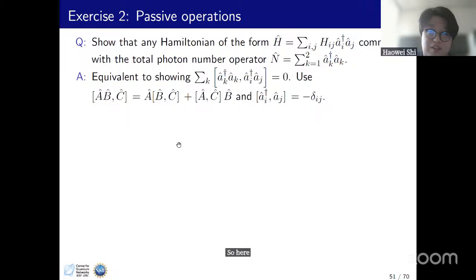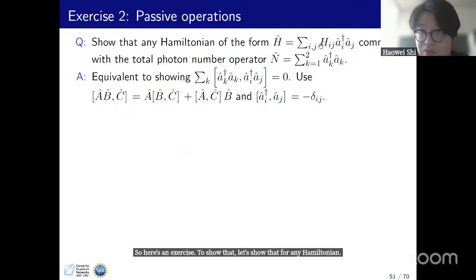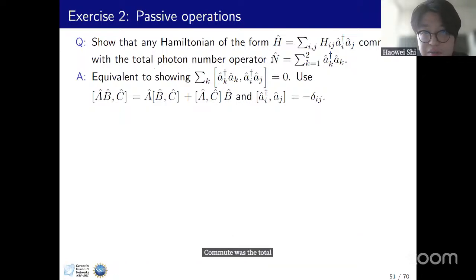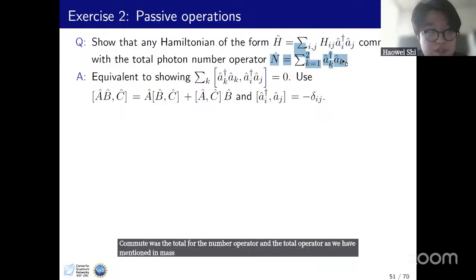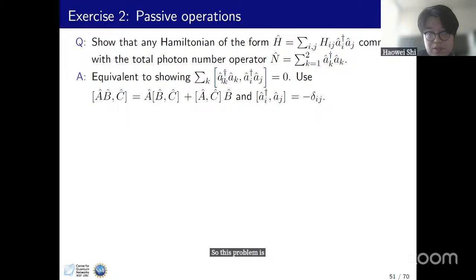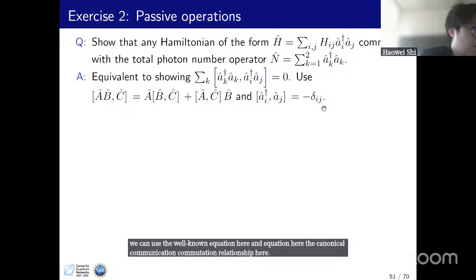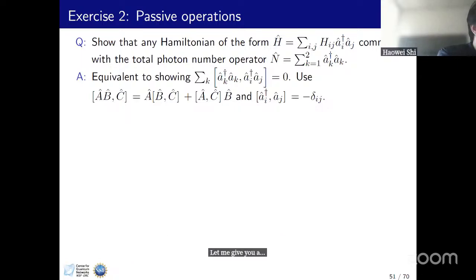So here's an exercise. Let's show that any Hamiltonian of this form, which is basically photon swapping between modes i and j with some coefficient H_ij, commutes with the total photon number operator, and as we have mentioned, it must conserve the photon number. So this problem is equivalent to showing this commutation relation equals 0. We can use the well-known equation here and the canonical commutation relationship here. Let me give you a quick derivation just for fun.